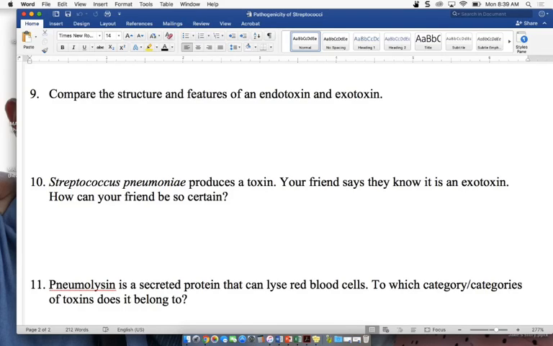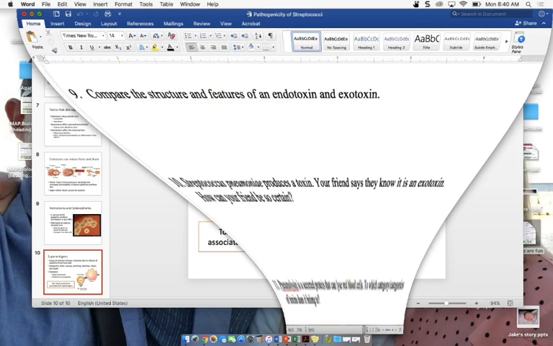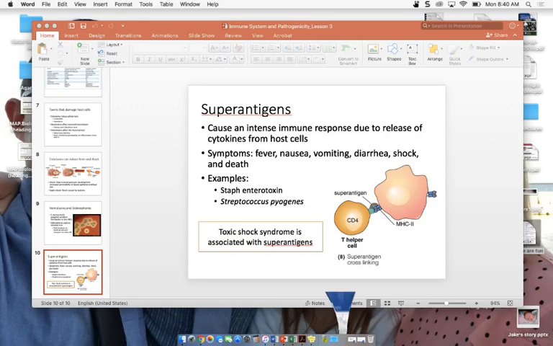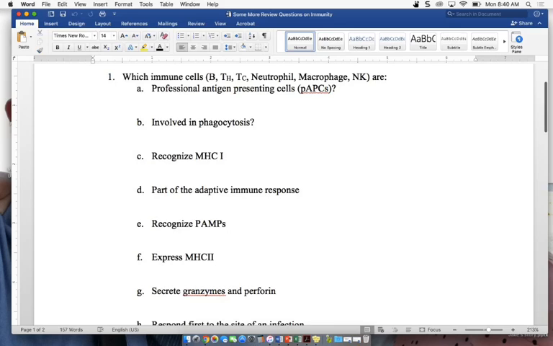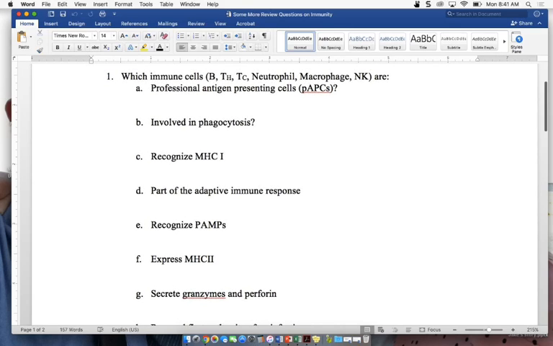All right, so what I want to do now is hand out a few. I think this is a great one because it helps to remind us of the specific features of these different cells that we find in the immune response. So the question is, which immune cell or cells have these general characteristics? For example, which ones are considered professional antigen presenting cells? Or in the second one, which ones are involved in the process of phagocytosis?